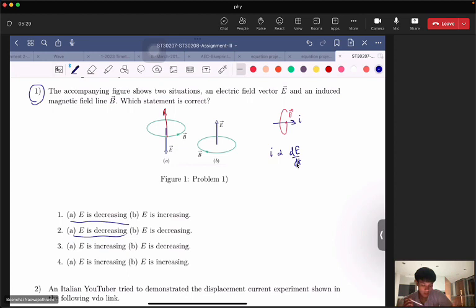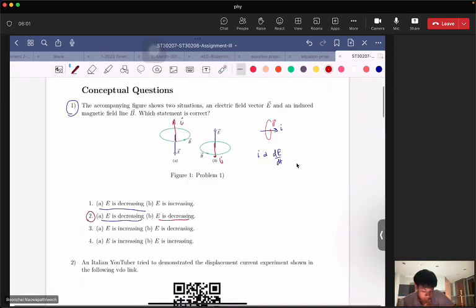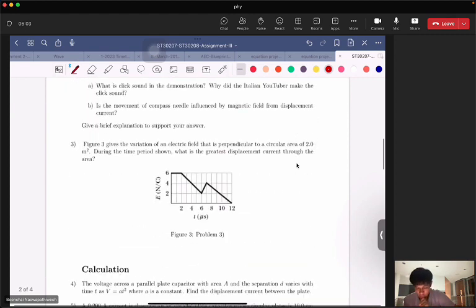And for the other one, if the magnetic field comes that way, the current should be here. Since the current is here, that means the rate of change of electric field is downward. And when the change of electric field is downward, that means the electric field is also decreasing. So the answer is number 2. And for the next one, I will choose number 3.